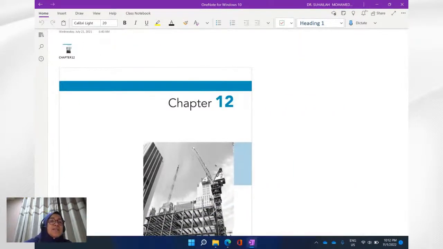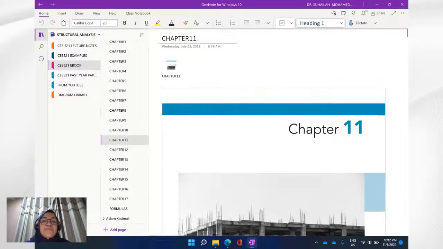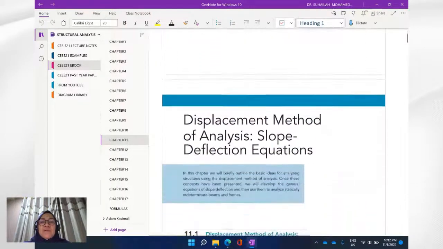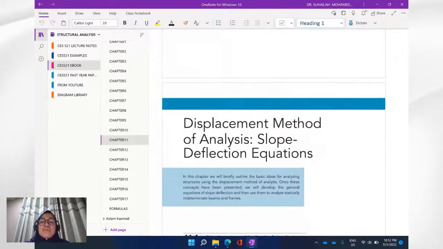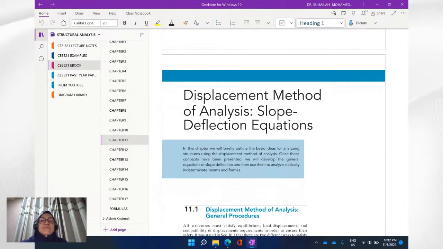And actually in chapter number 11, that is also displacement method of analysis, but the specific method is called the slope deflection equation or slope deflection method. Actually, these two methods, slope deflection method as well as moment distribution method, both have the same outcome.